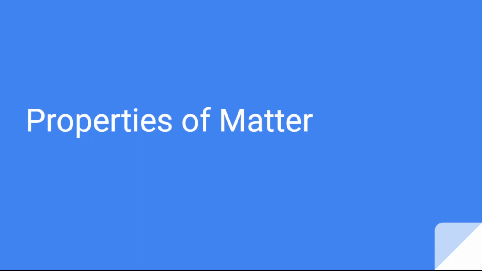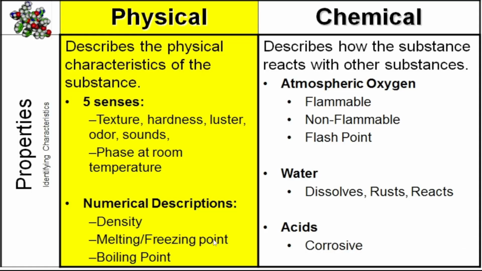In this video, we'll discuss properties of matter, which include physical and chemical properties. Physical properties describe the physical characteristics of a substance, which can be described using your five senses or with numerical quantities. Chemical properties describe how that substance reacts with other substances or the ability for it to react with other substances. For example, oxygen is flammable. Water can dissolve substances or cause rust, and acid is corrosive.